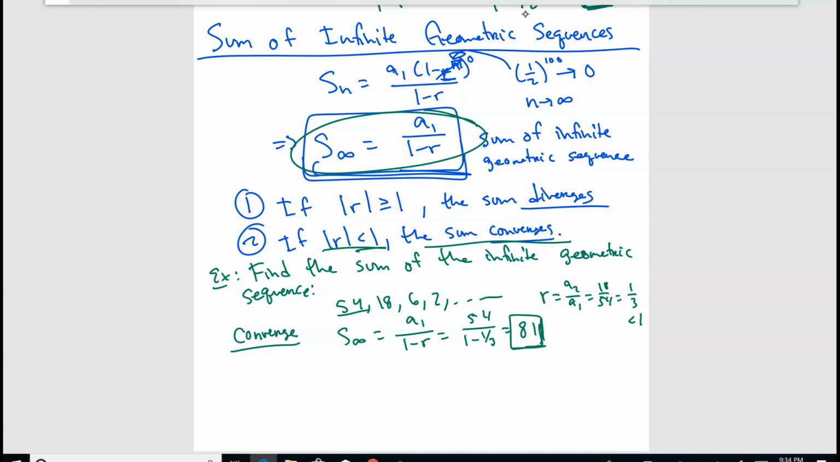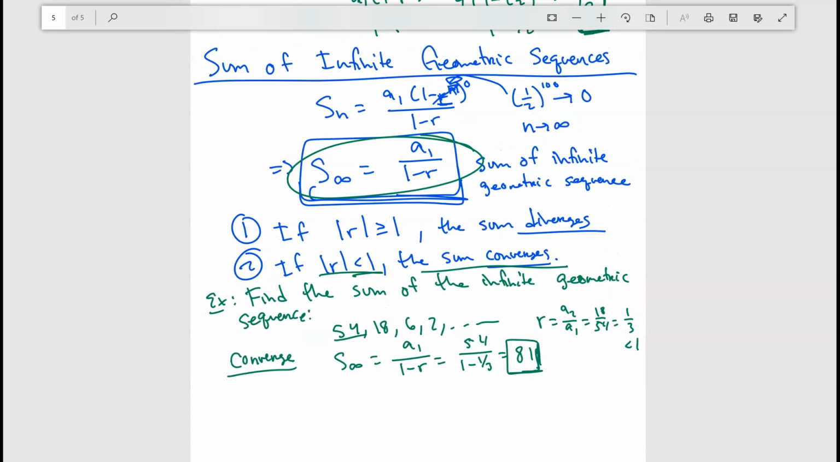So that's basically all there is to infinite geometric sequences. When you're adding all these different terms, you just want to be very careful when you look at the values of r.